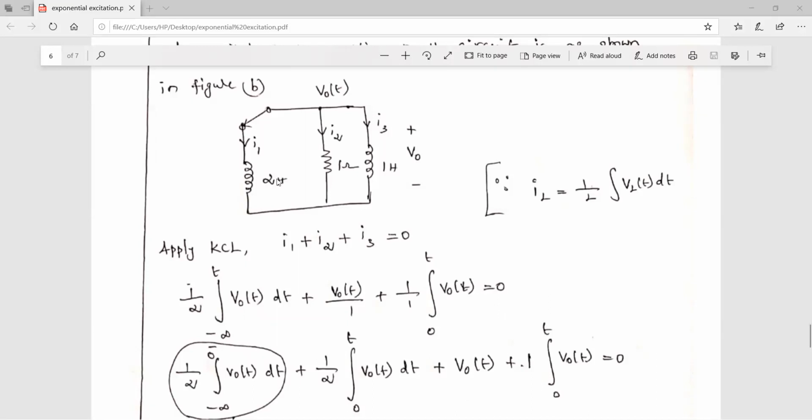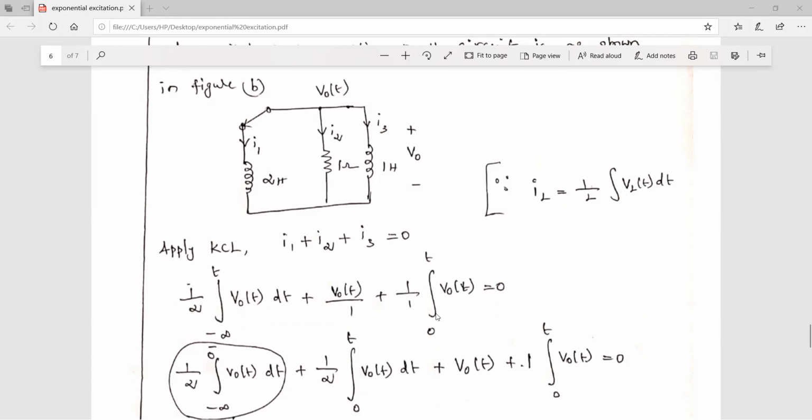Okay, why v0? Because these 3 components are connected in parallel. The voltage across inductor L1, the resistor and L2, all 3 elements, is the same. So current flowing through the resistor is V0 of t divided by 1. And what is the current flowing through this inductor? 1 by L value into integration of 0 to t V naught of t.